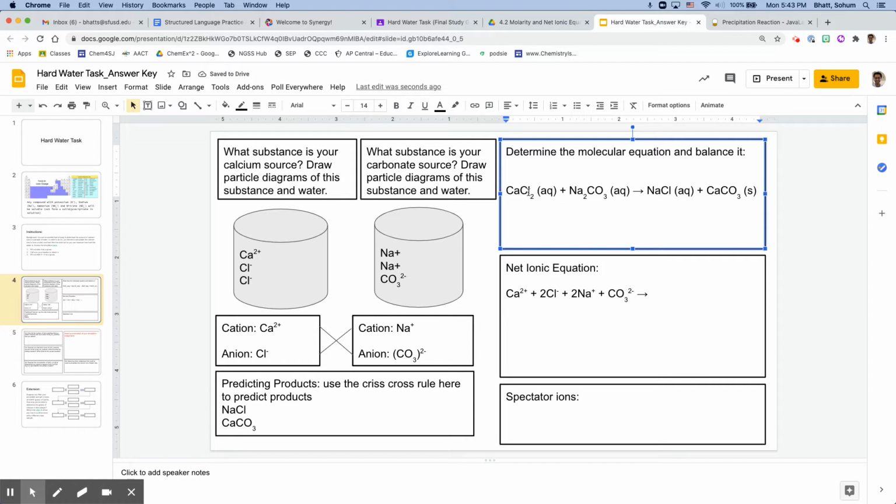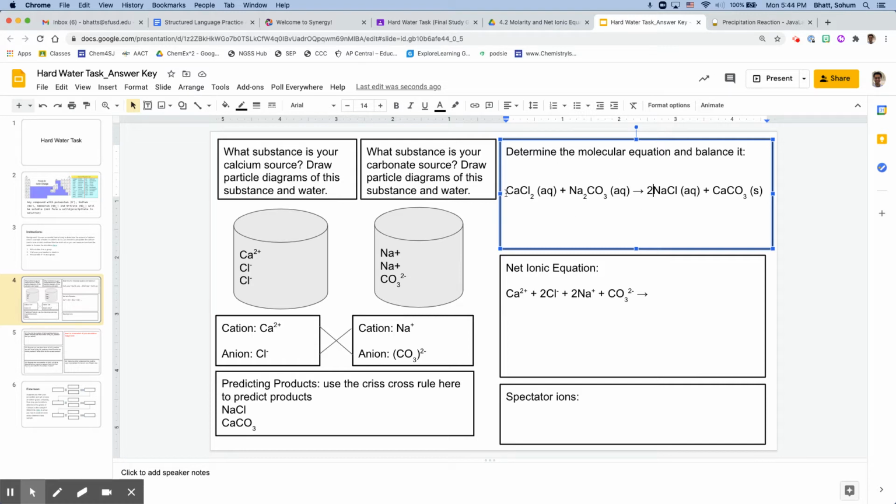I check to see if everything's balanced. I see two chlorines over here. So I'm going to put 2 NaCl over there, because remember, I can't adjust the subscripts, only the coefficients. And over here, I have 2 sodiums. So this 2 takes care of that. Remember, this 2 is like a distributive property, right? So it goes to the sodium and the chlorine, and everything else looks good to go.